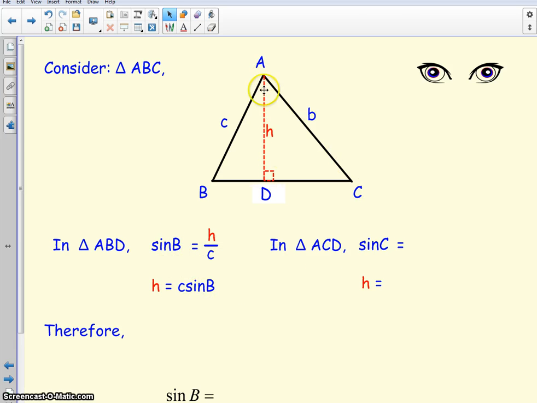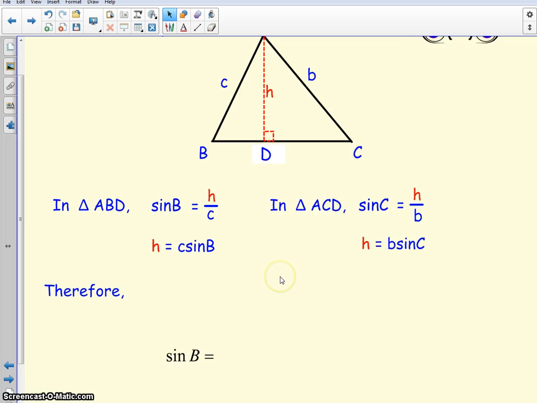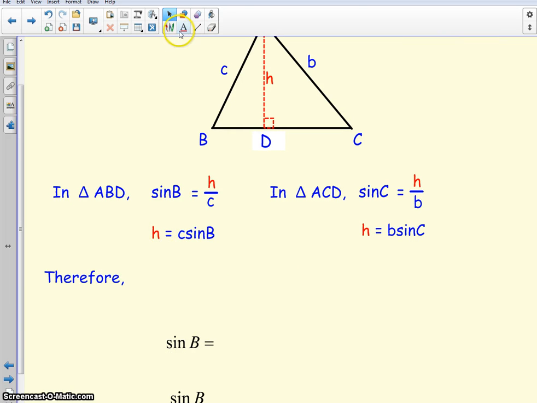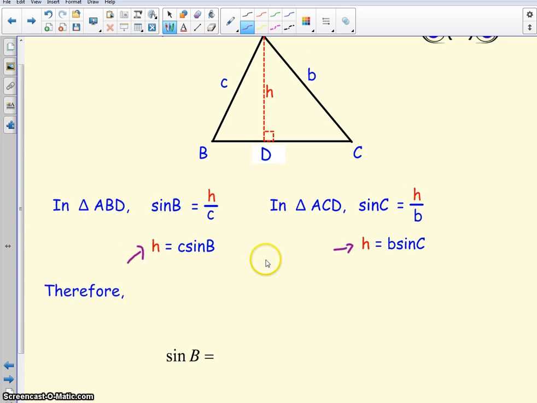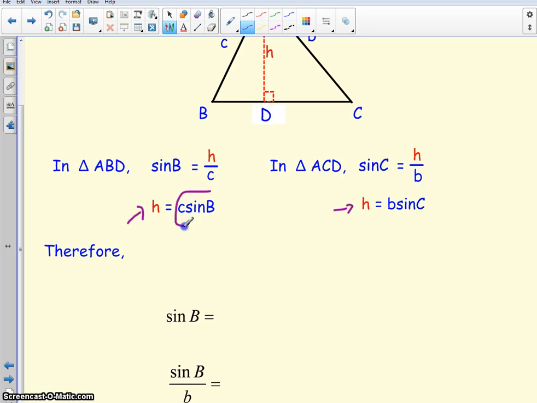Looking at this other triangle over here, looking at angle C, the sine of C is going to be, again, opposite over hypotenuse, h over b. Rearranging the equation for h again, I get b times the sine of C. Now this looks very exciting right now, and it doesn't get that much more exciting, but what you're going to see here is we have an expression for the height here, and an expression for the height here. Because both of these are an expression for the height of the triangle, we can let these two be equal to each other.